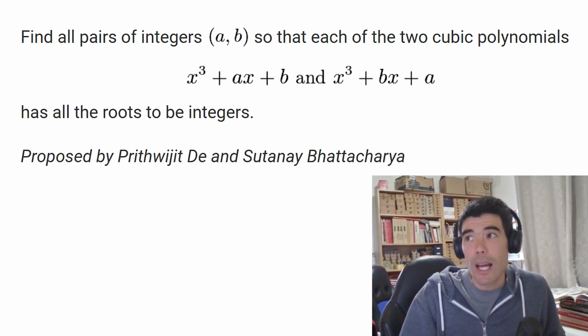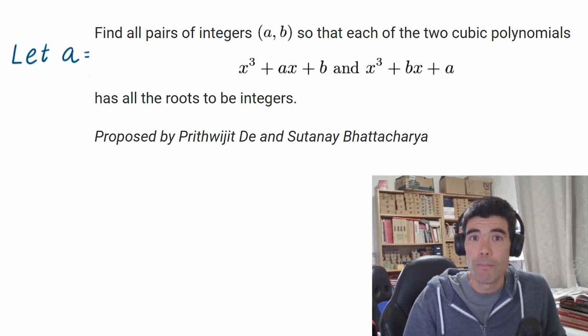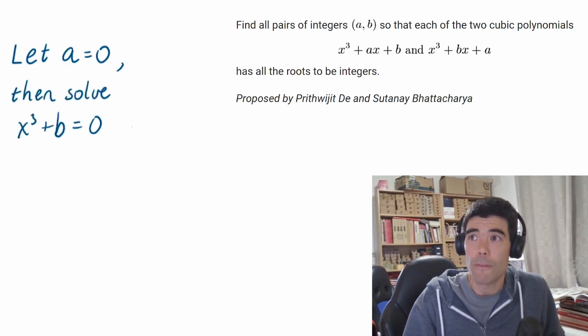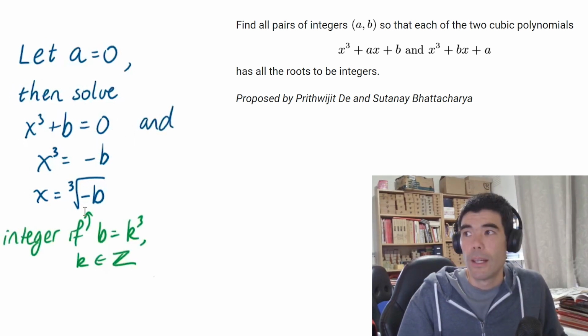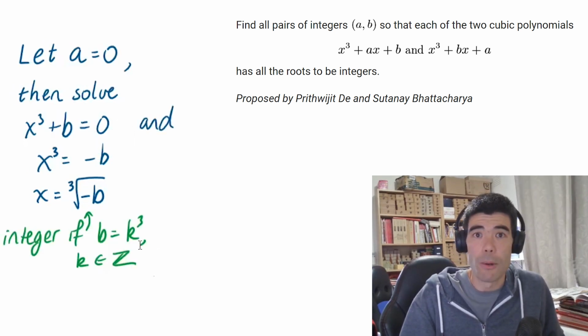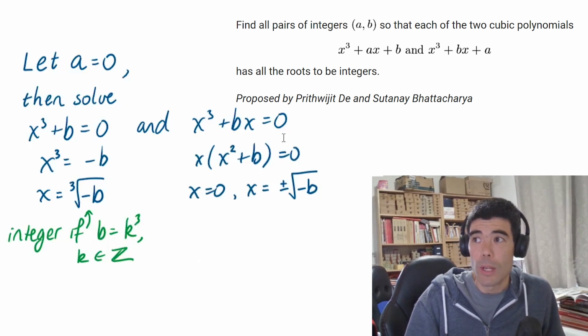So what you might do to start with is try to simplify the problem. Say, for example, if we let a be 0 and then look for a solution. Well, the first polynomial becomes x cubed plus b. Want that to be 0, so that would mean x has to be the cube root of negative b. That's going to be an integer so long as b is a perfect cube. The second polynomial becomes x cubed plus bx. That's always going to have a solution at x equals 0.